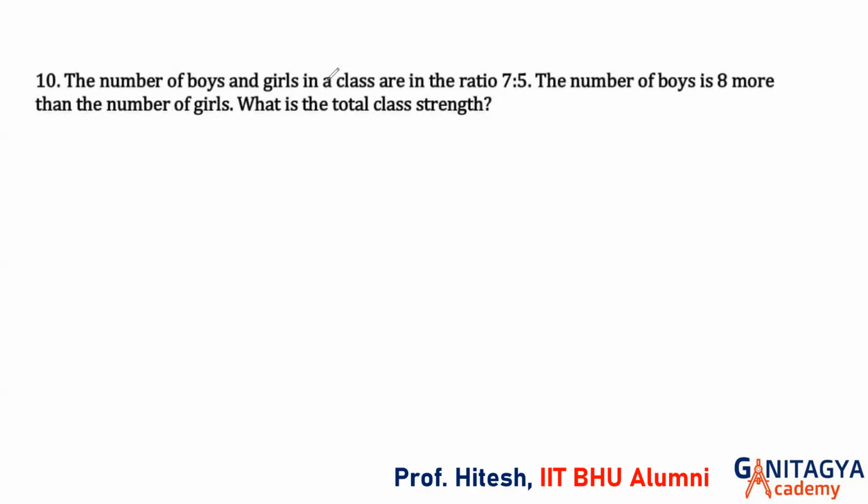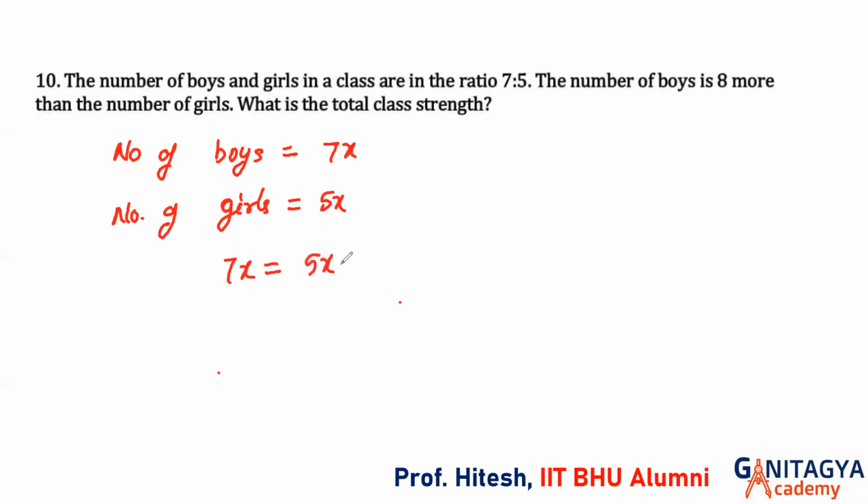So the number of boys is equal to 7x, and the number of girls will be 5x. The number of boys is 8 more than the number of girls, so this will be the equation: 7x is equal to 5x plus 8. So 2x will be 8, so x will be 8 by 2, which is 4. Understood? So now x is 4.